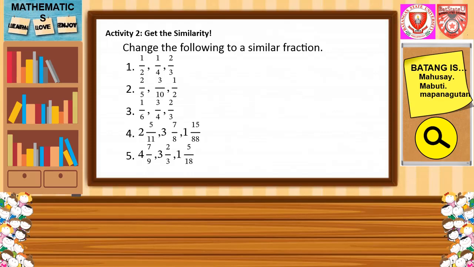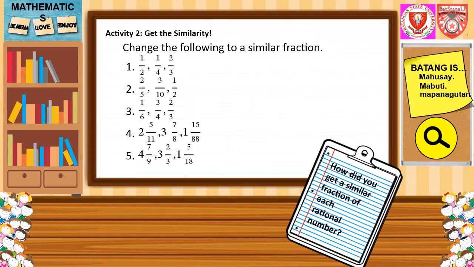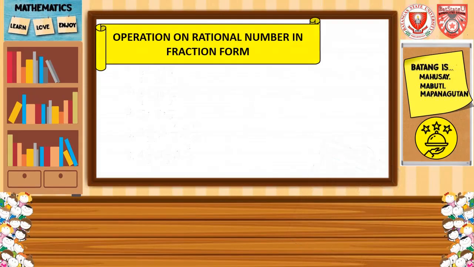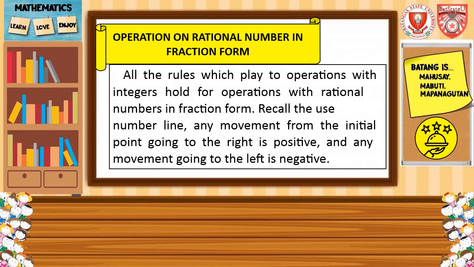Change the following fractions to similar fractions. How did you get the similar fraction of each rational number? Operation on rational numbers in fraction form. All the rules which apply to operations with integers hold for operations with rational numbers in fraction form. We're going to recall the use of the number line. Any movement from the initial point going to the right is positive, and any movement going to the left is negative.